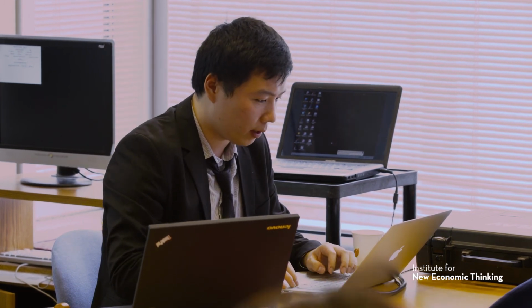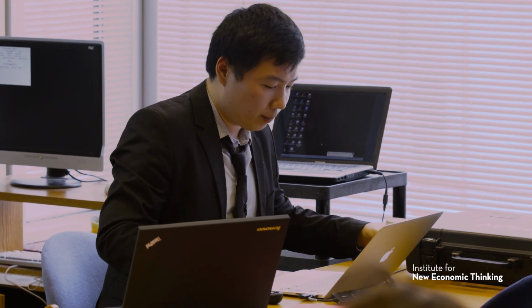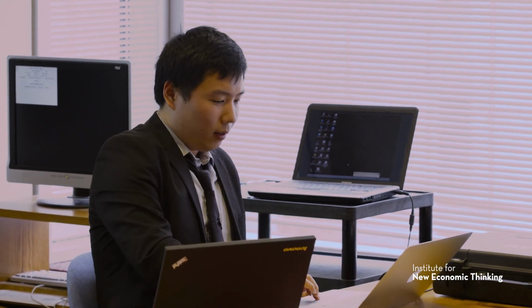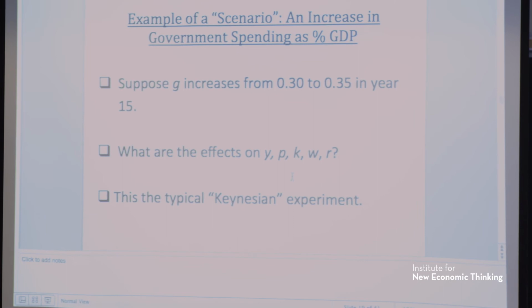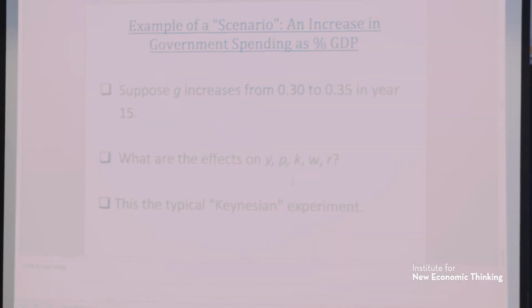For example, the first one is increasing G, and how does that affect the 5 endogenous variables. I think, as you all know, in 1933 there was a big debate about whether increased spending is good or not, between Keynes and Hayek. I think with this model, you can find the solution to the 100-year debate quite quickly. So we have our scenario here.